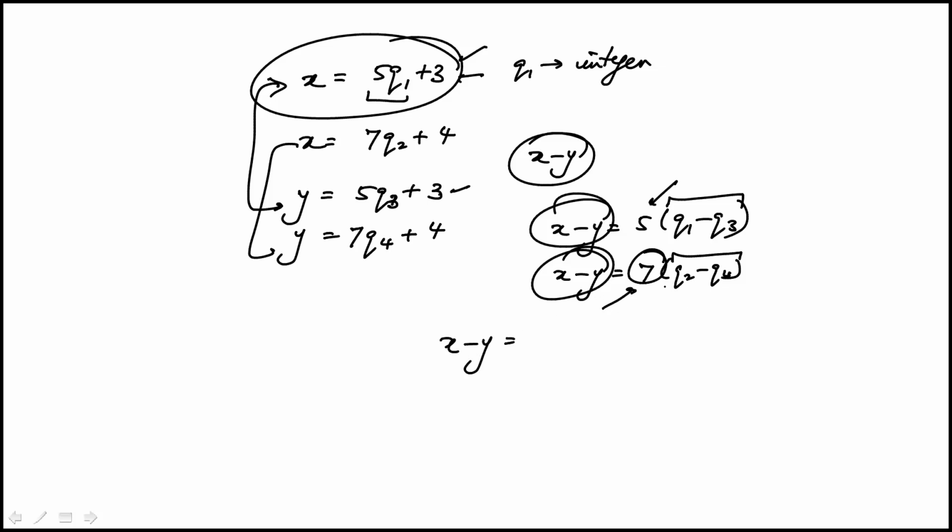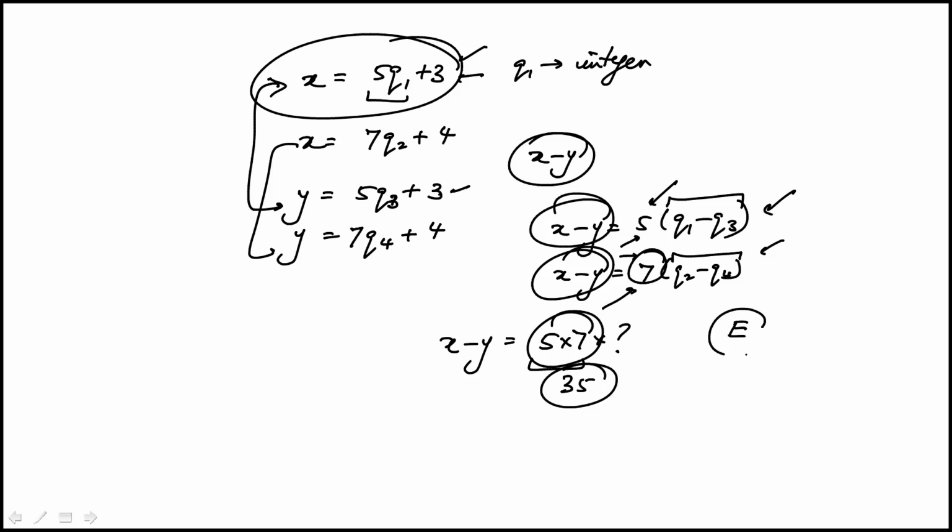That means for both of these to be true, x minus y must be a multiple of 35 because they don't share any other prime components. So, which is 35. So x minus y must be a multiple of 35, which means that 35 must be a factor of x minus y. So the answer is E.